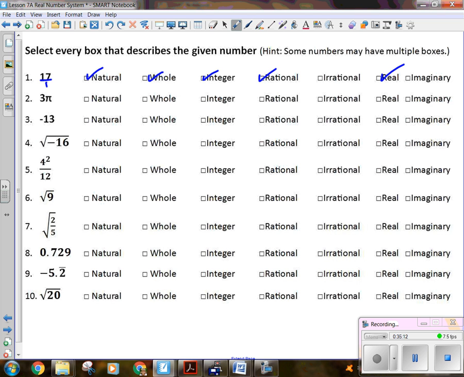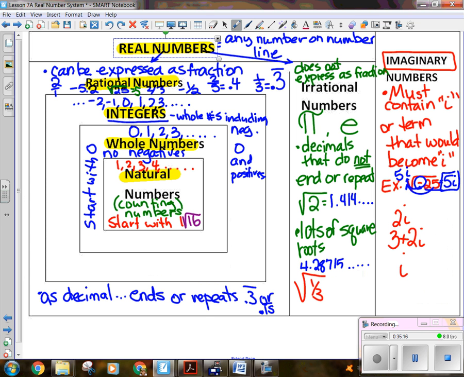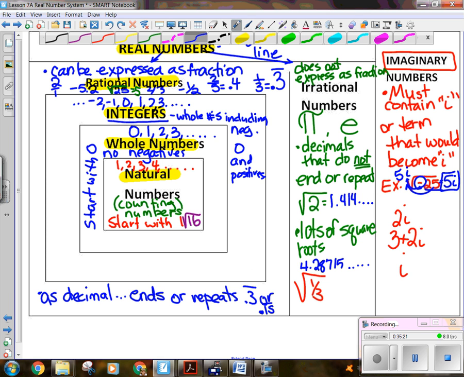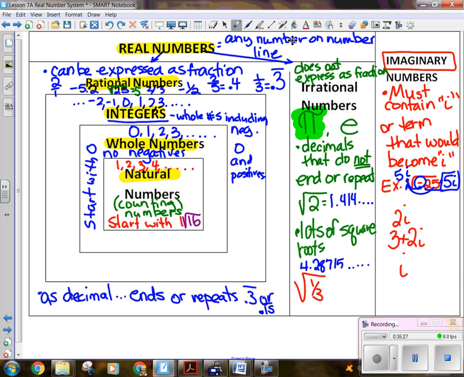All right, 3 pi. Take a look at your notes. Where does pi show up? Anybody see pi right here? If you're a pi, you're probably what kind of number? Irrational. If you're irrational, you're also what? Real. Remember, you go up to the top. So irrational is also a real number.